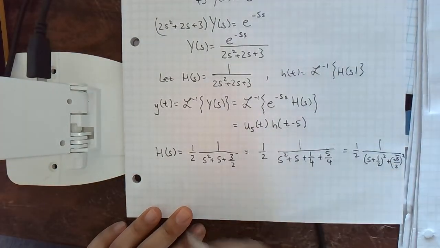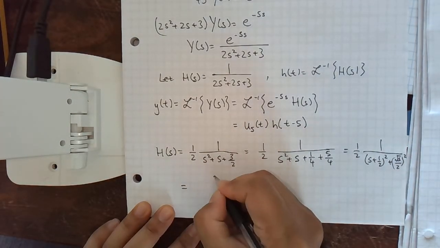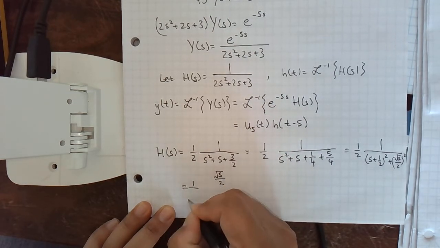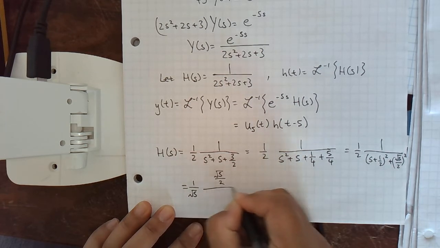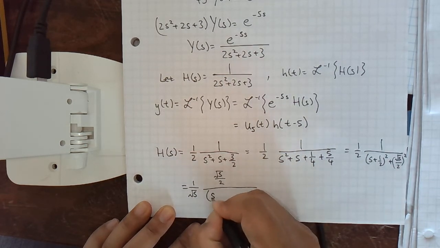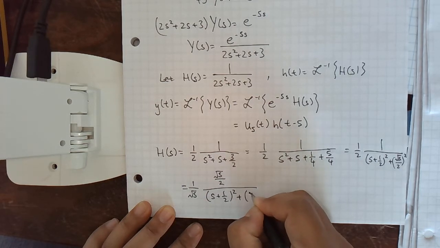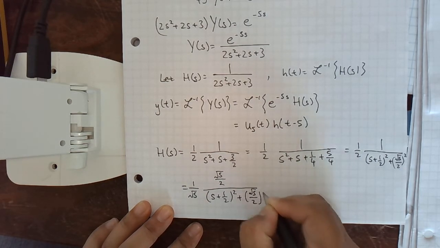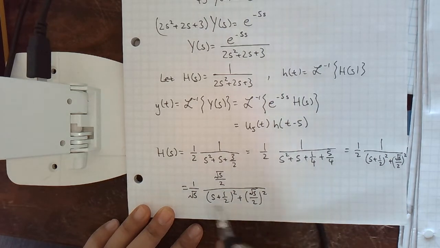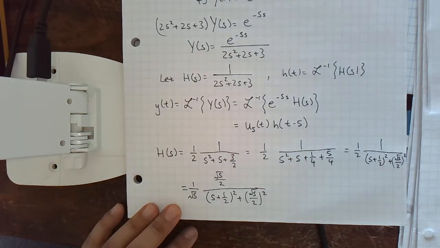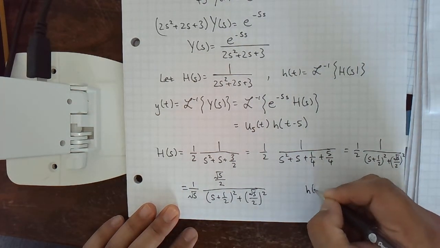We can take a 1 over 2. So we just need to multiply top and bottom by root 5, basically. So we're going to be left with 1 over root 5 out here. We have an s plus 1/2 squared plus root 5 over 2 squared. Take a minute there. Convince yourself that this is the same as that stuff. Okay, now we're ready to take the inverse Laplace transform and get little h of t.